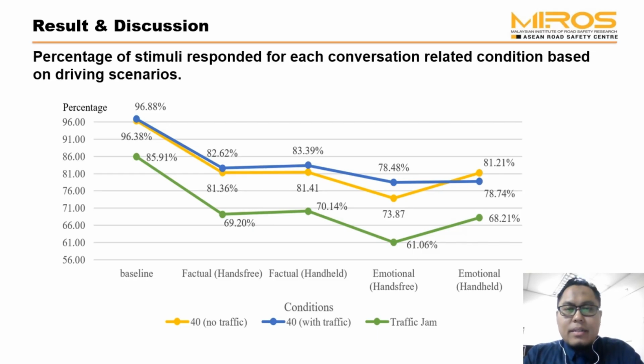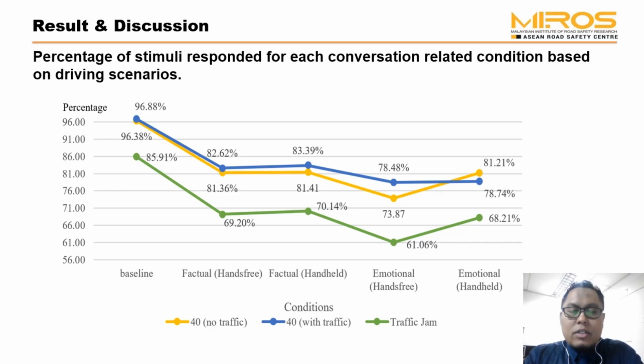For the results and discussion section, the graph shows the percentage of stimuli participants responded to when doing the secondary task for three respective driving scenarios. Participants responded most to the stimuli presented in the baseline condition, which is 96.9% in the 40 km per hour situation with relatively medium traffic volume.